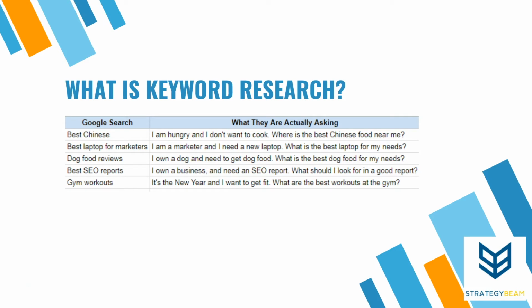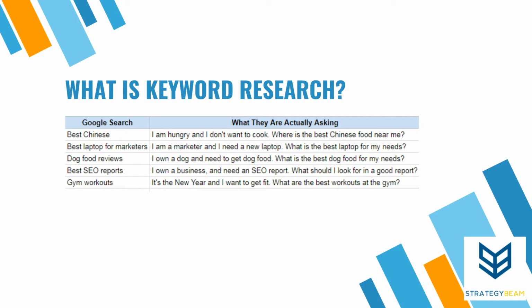So here's an example. Whenever I build out a page, I always think about what people are looking for and what they're going to type into Google search. There's a number of ways that you could go around finding actual search queries from third-party, different tools and things like that. But for example, best Chinese food, probably pretty local. So I'm hungry, I don't know what to cook. Where's the best Chinese food near me?